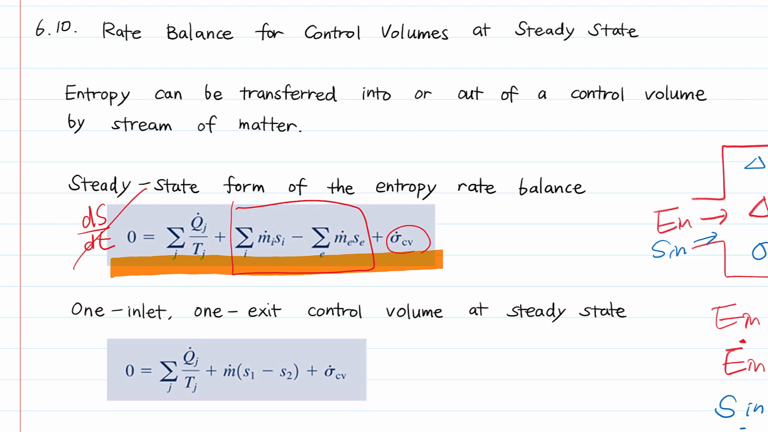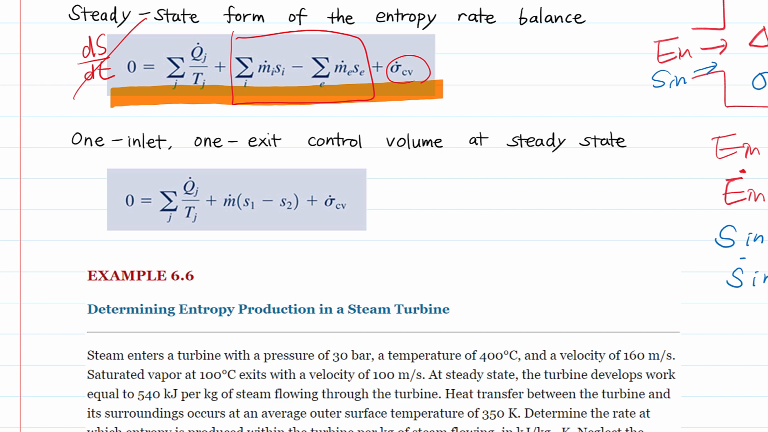And the last term describes the rate of entropy production. Entropy production is due to the irreversibilities such as heat transfer through a finite temperature difference and friction. For a reversible process, entropy production becomes 0. If a system has one inlet and one exit at steady state, the entropy balance is simplified as this.